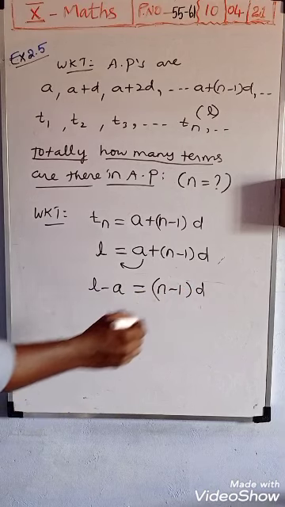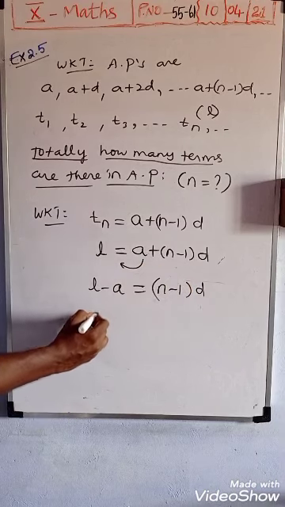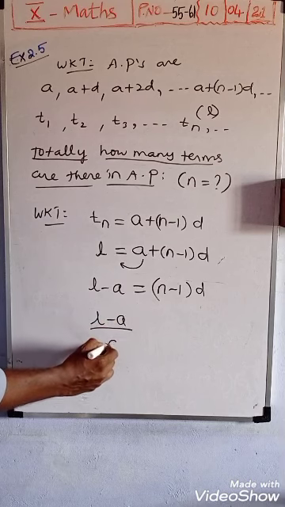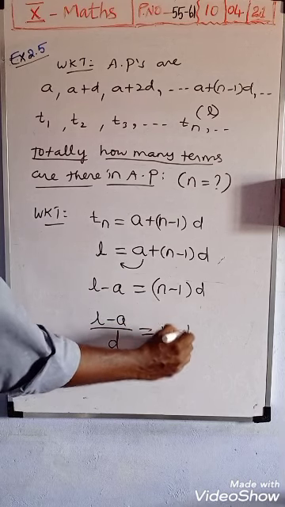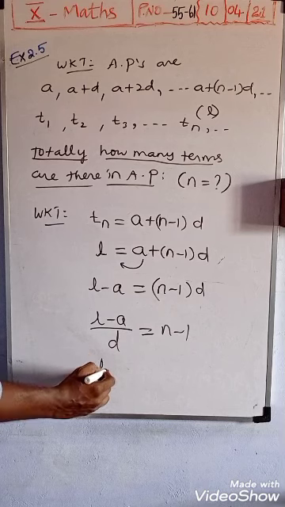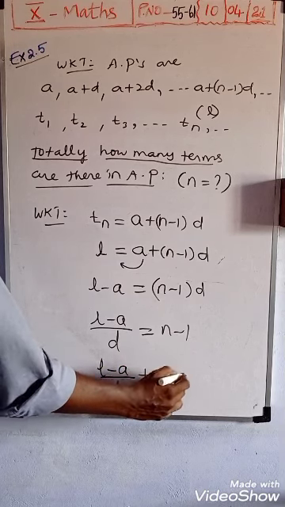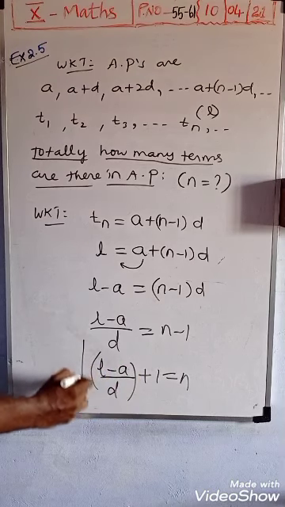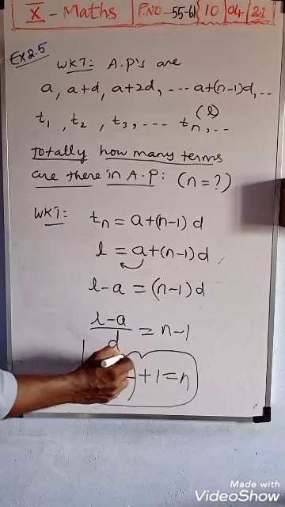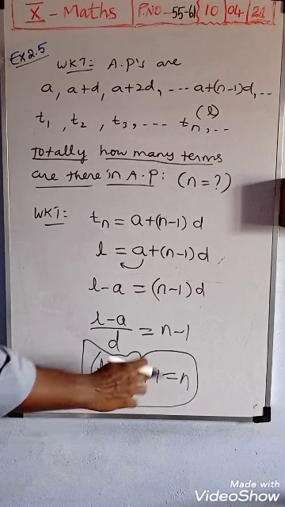We need N only, so D will come down. So (L minus A) divided by D is equal to N minus 1. We need N only, so minus 1, this side comes plus 1. So plus 1 is equal to N. So what is the formula for N? N is equal to (L minus A) divided by D plus 1.